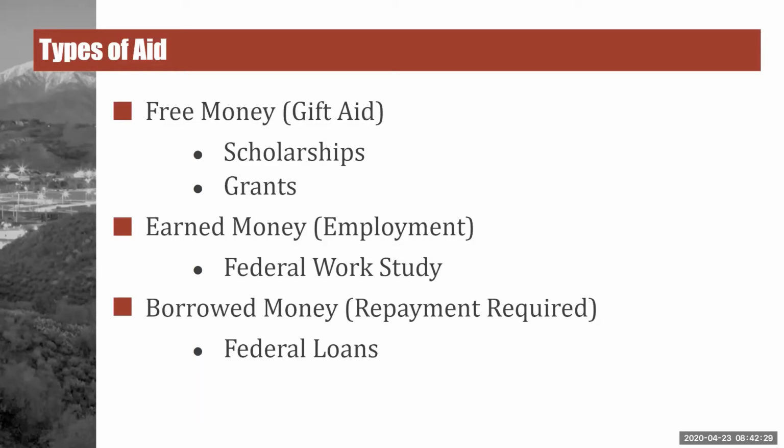Borrowed money is financial aid that comes with a repayment obligation. An example of borrowed money would be federal loans. Students who borrow a federal loan will eventually enter repayment and must pay back the amount of federal loans that they borrowed as a student. Mount SAC students who complete the financial aid application are automatically considered for grants and federal work-study opportunities.